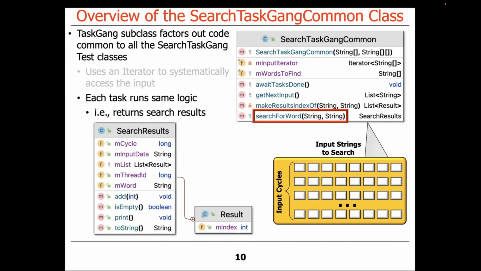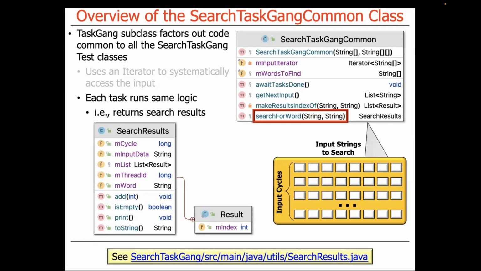This is what a search results object looks like. It's a class that's got some information like what is the input data that's being searched, what's the word that's being searched for, what thread is this taking place in, what are the list of results, which are basically the indices into the string where the matches are occurring. And we'll take a little bit of a look at this. It's a pretty straightforward class, just basically is used to hold the results of the searches so that we can print them out later. This is where you can get the source code for this.